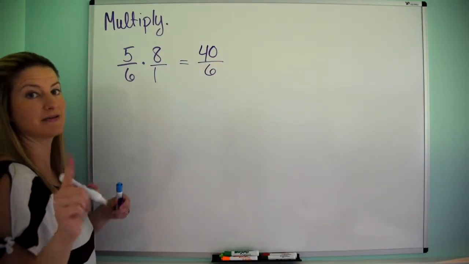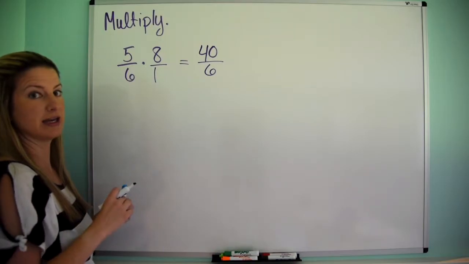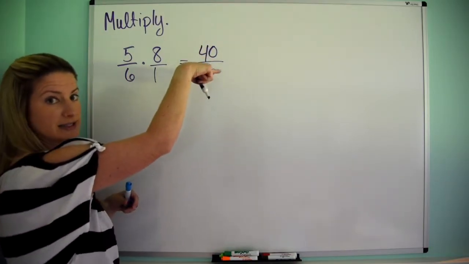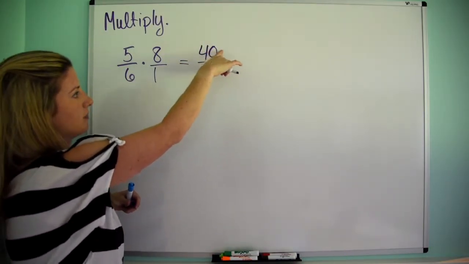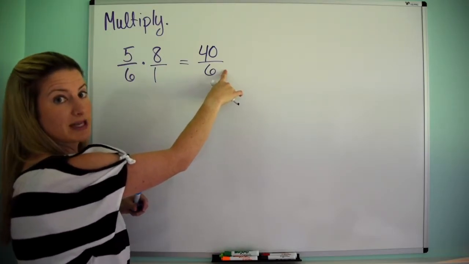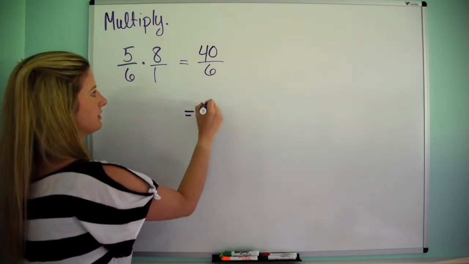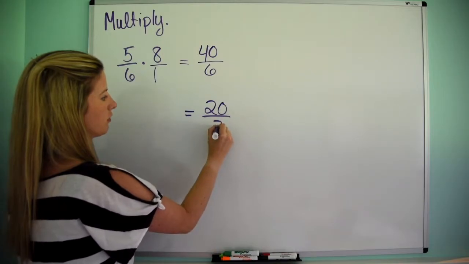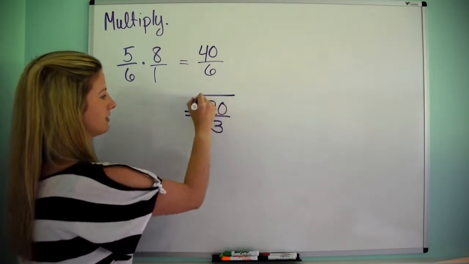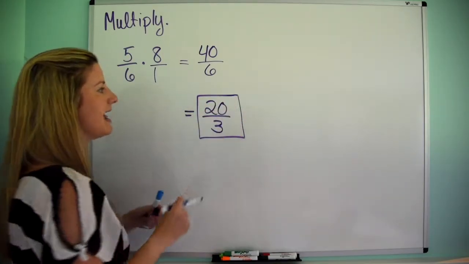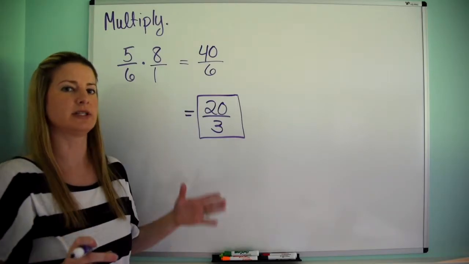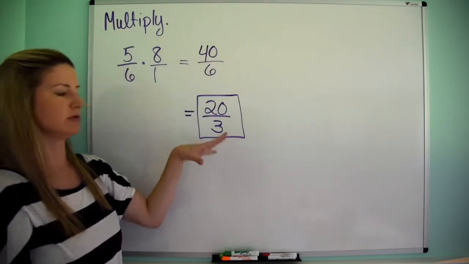Now, remember, you have to make sure that it is simplified. So 40 over 6 is not simplified. Both the numerator and denominator are divisible by 2, so let's cut them both in half. That's going to be 20 over 3, and that's your answer.